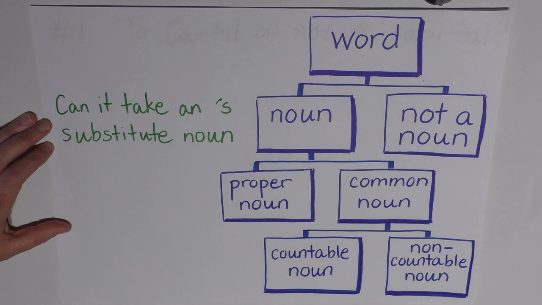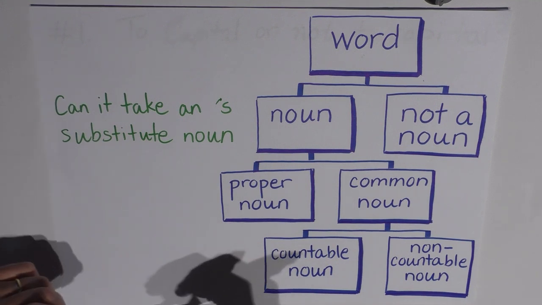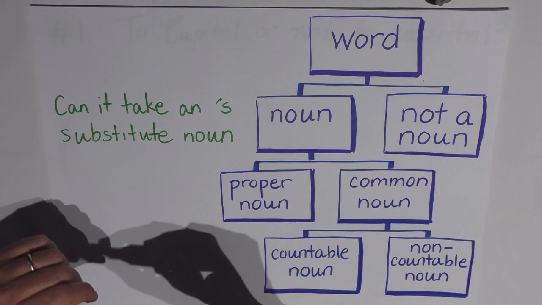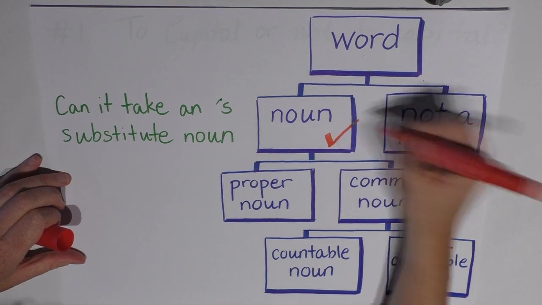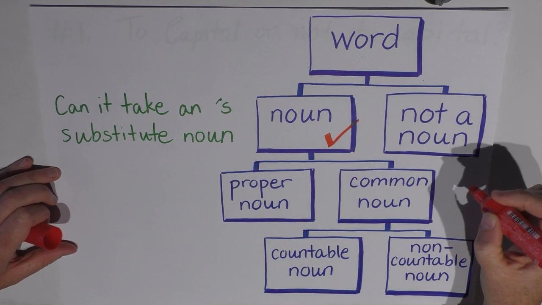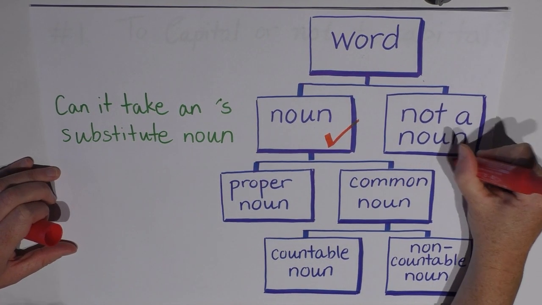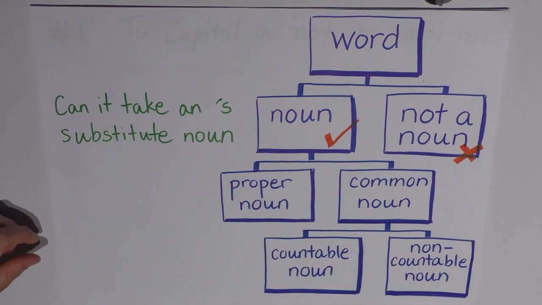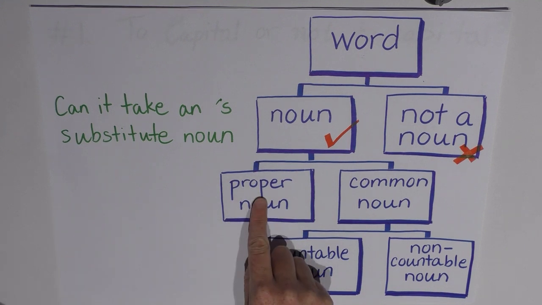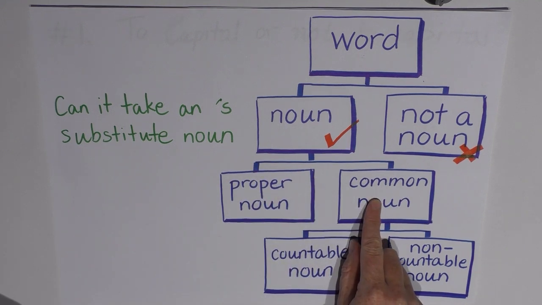So if the answer is yes, yes, it can take an apostrophe S, or yes, it can take a substitute noun, then it's a noun. So we'll do a big tick here. And if it can't, then it's not a noun. Okay? So once we've established it's a noun, we can then divide it into our next category, and these are the proper noun or the common noun.